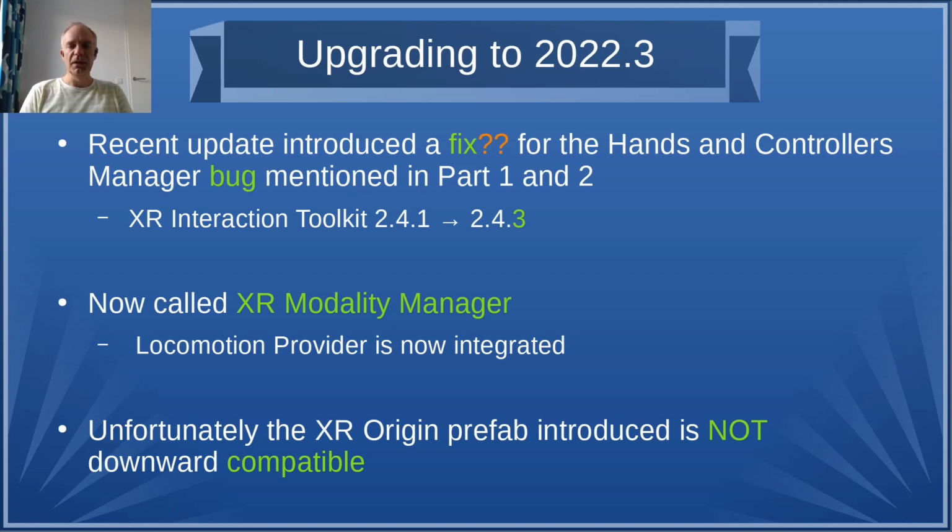The Hands and Controllers Manager is nowadays called the XR Modality Manager. Now, fortunately, it is looking fairly similar, and so there's a few updates that we need to make. And the good thing about it is that the locomotion provider is now integrated in the XR Origin. Unfortunately, the XR Origin prefab that is introduced is not downward compatible with the one in 2.4.1. So that means we'll have to do something to make our scripts work again.